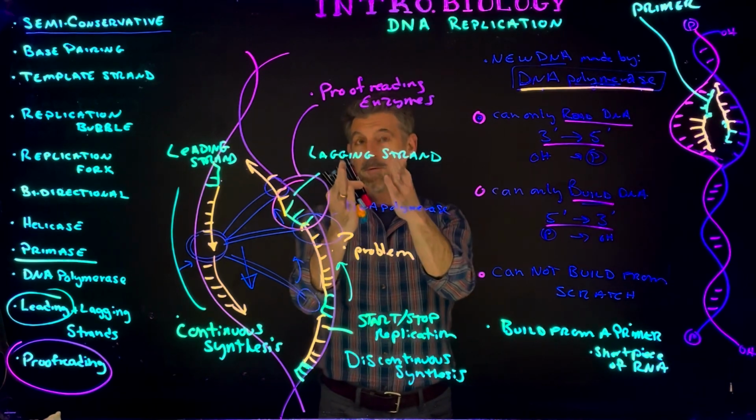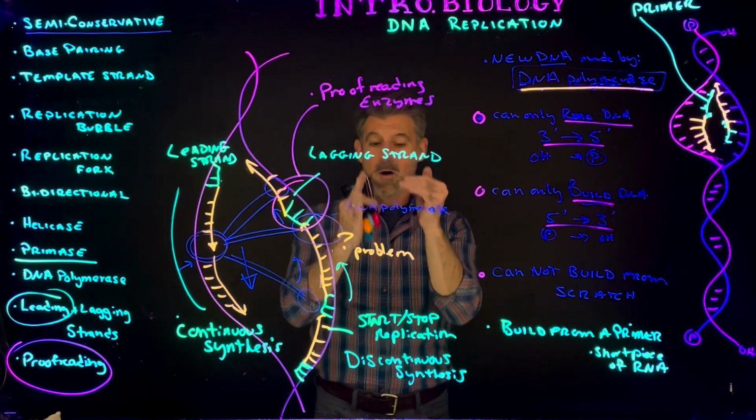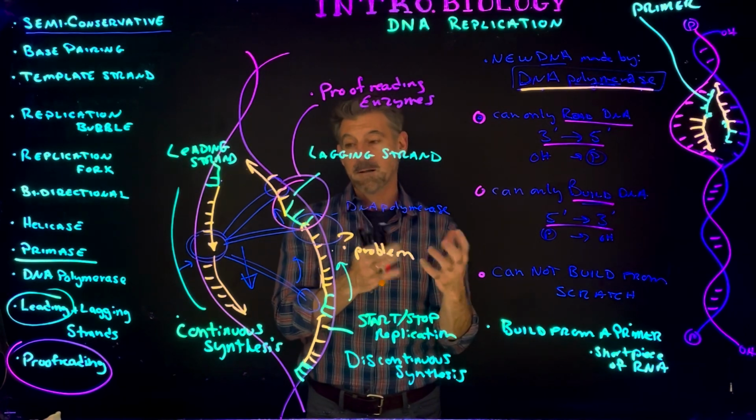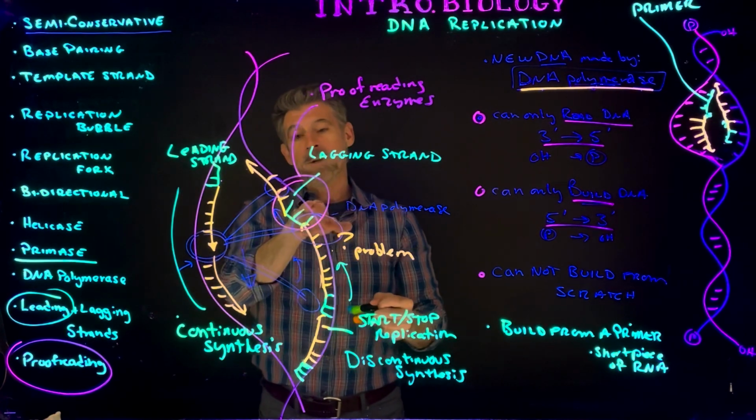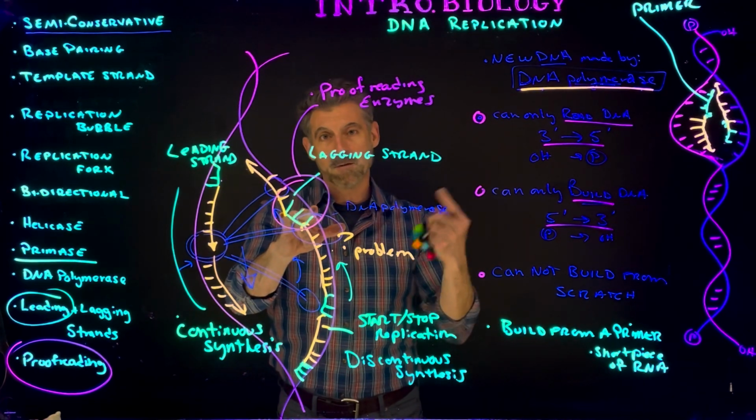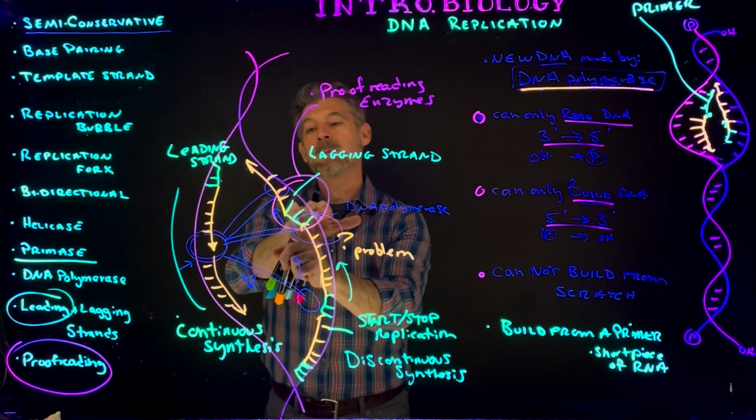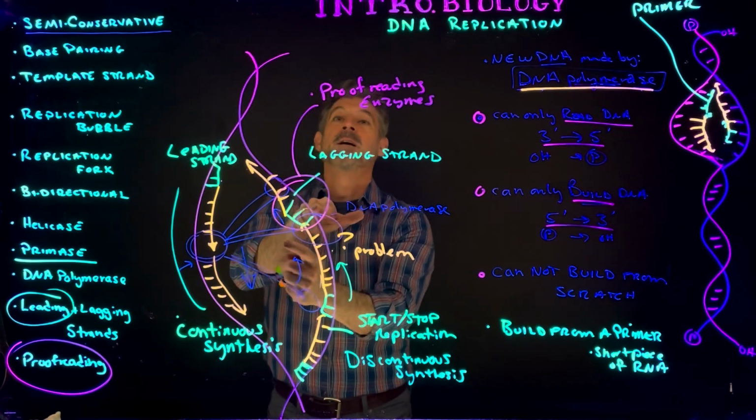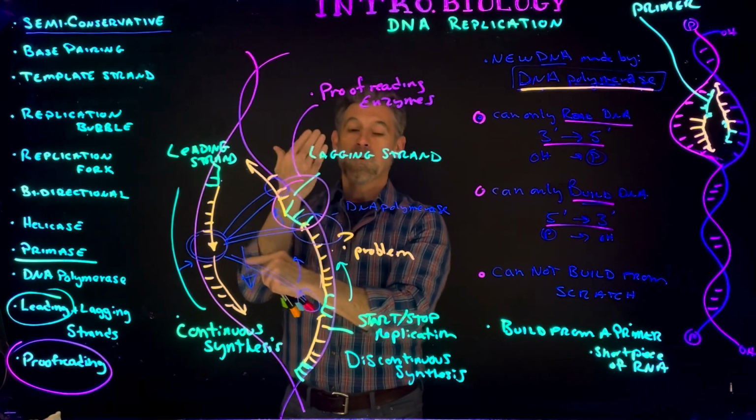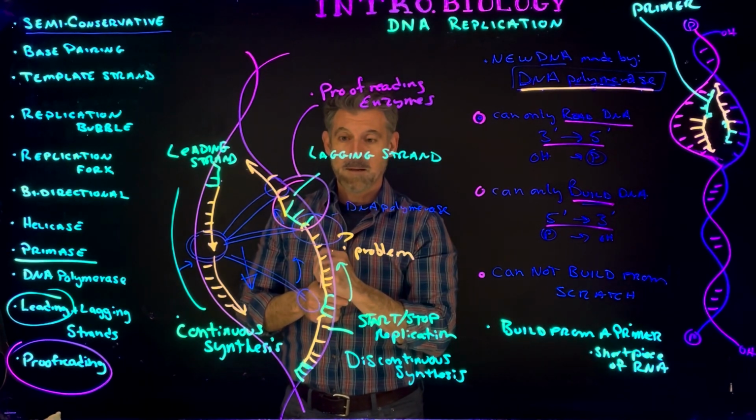So what this proofreading enzyme can do is look at all the base pairs, and if it finds ones that are wrong, it'll determine which was the original strand, the template, and which one's the new one. It's a sort of chemical labeling. And it will then be able to cut out or remove the nucleotide from the new one, because that's the one that would be wrong, and then it'll replace it with the correct nucleotide.